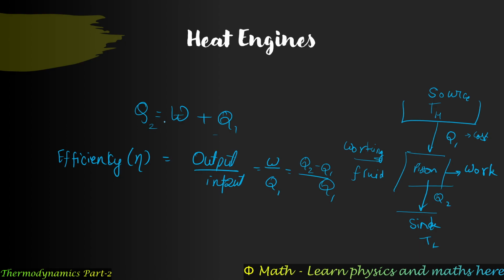Okay, so now we can say eta, just dividing Q1 in both of them, is 1 minus Q2 over Q1. So this is our formula for efficiency in a Carnot engine. So all engines in the real world just try to behave like a Carnot engine.